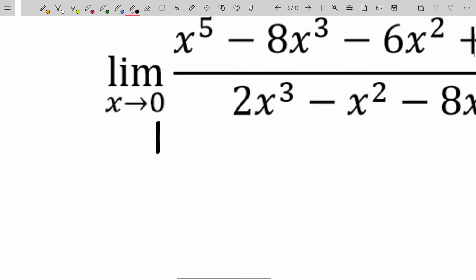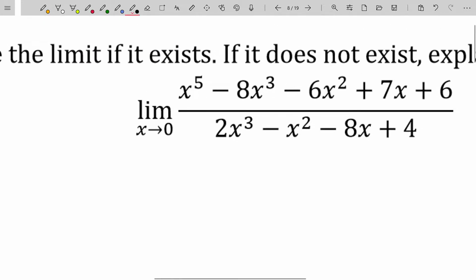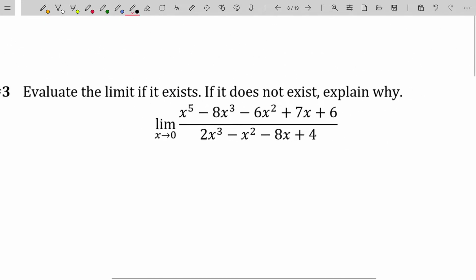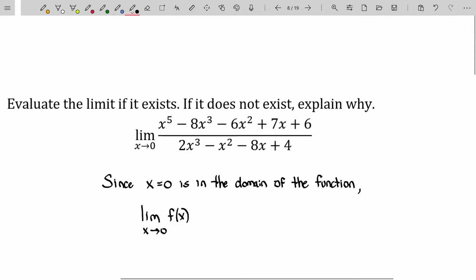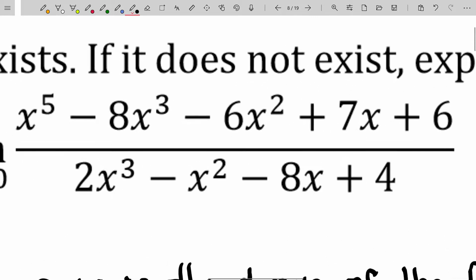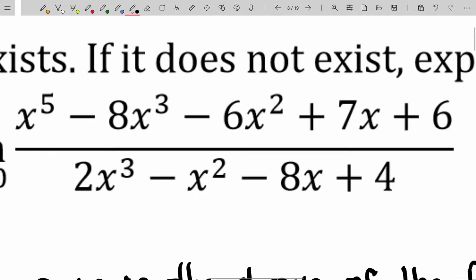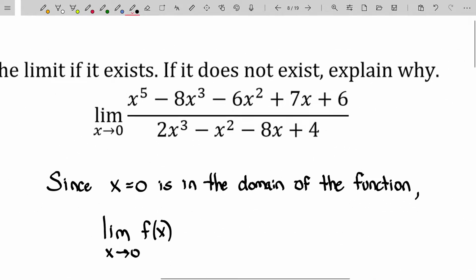In other words, as long as we can plug in 0, we're allowed to plug in 0 if it's a polynomial or a rational function, which this is definitely a rational function. So let's see if I could just plug 0 in. Since 0 is definitely within the domain of this rational function, you can easily see, you've gone through algebra, I don't have to explain why. That means that the limit as x goes to 0 of that function will just be f evaluated at 0. Plugging in 0 for all those values of x, you get 6 over 4 or 3/2.